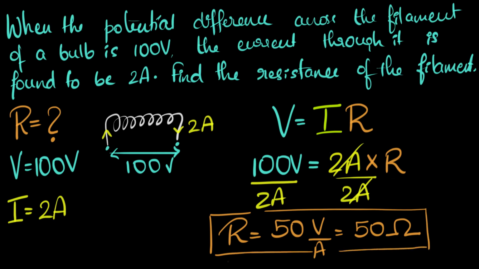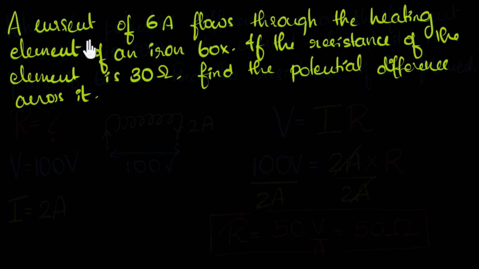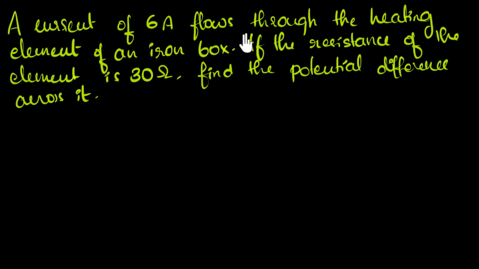Okay, let's try one more. A current of 6 amperes flows through the heating element of an iron box. If the resistance of the element is 30 ohms, find the potential difference across it. Great idea to pause the video and first see if you can gather what is asked, write down what the data is, and try and solve this problem yourself. So pause the video and try and do that first, and then we'll solve it.